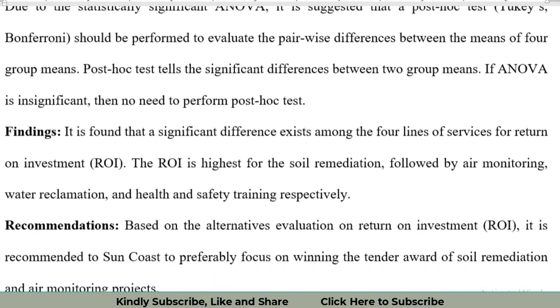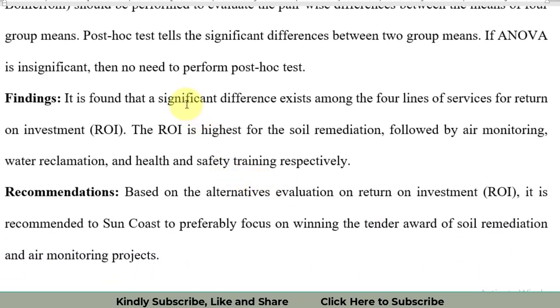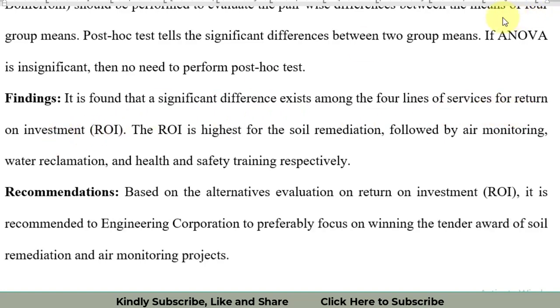So the findings are, it is found that there is a significant difference among the 4 lines of service for the return on investment. The highest return on investment is for the soil remediation, followed by air monitoring, water reclamation, and health and safety training respectively. Recommendations based upon the alternatives evaluation on the return on investment. It is strongly recommended to the engineering corporation to preferably focus on winning the tender award for the soil remediation and air monitoring projects.